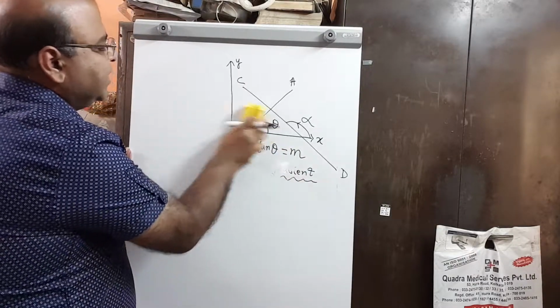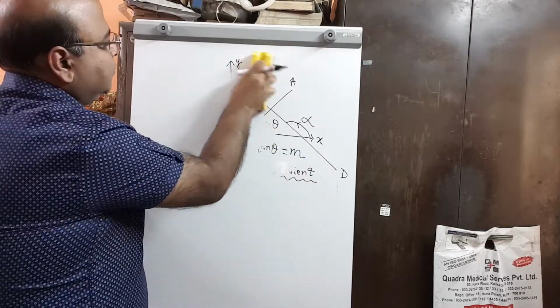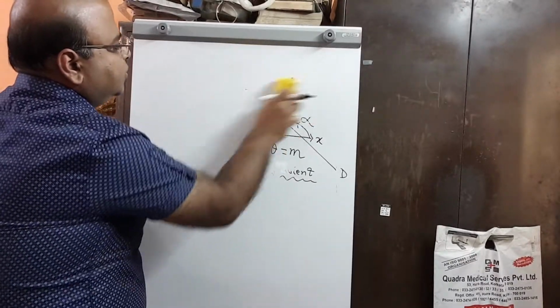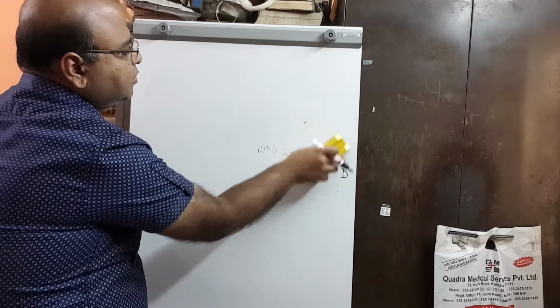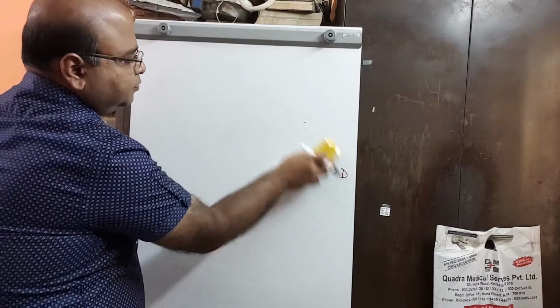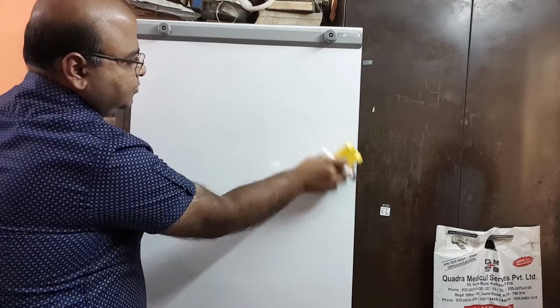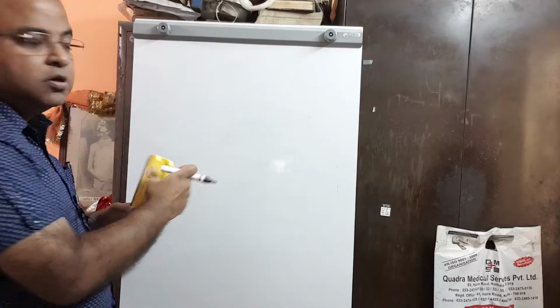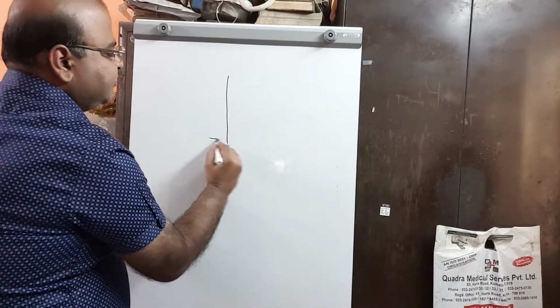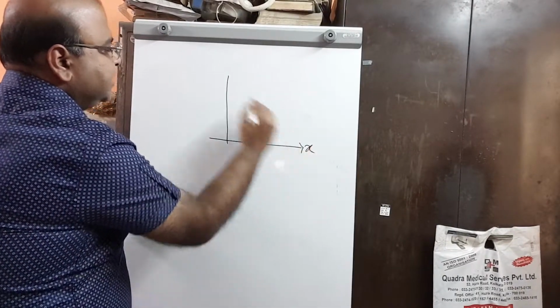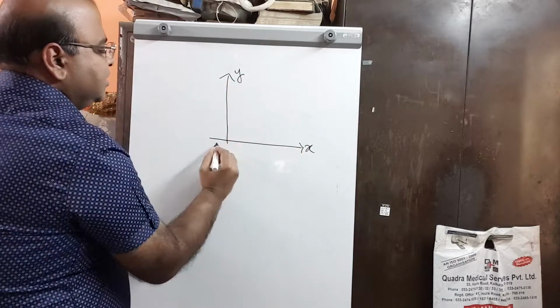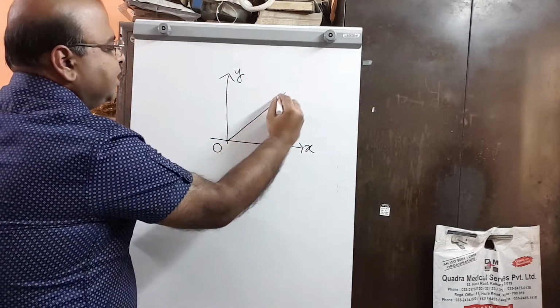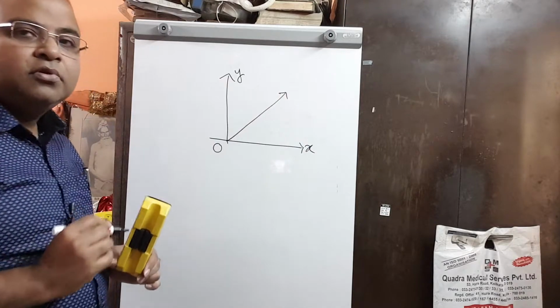If I consider the bisector of the first quadrant, let us try to determine the slope of the angle bisector. So here we have our reference frame, x and y axis. This is the origin and this is the bisector of the first quadrant.